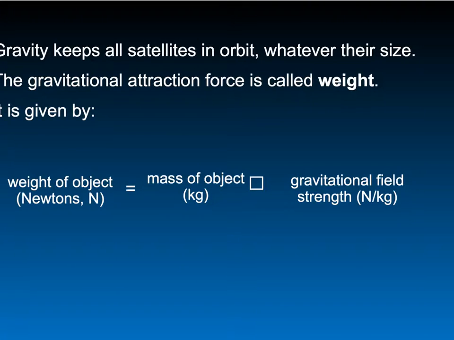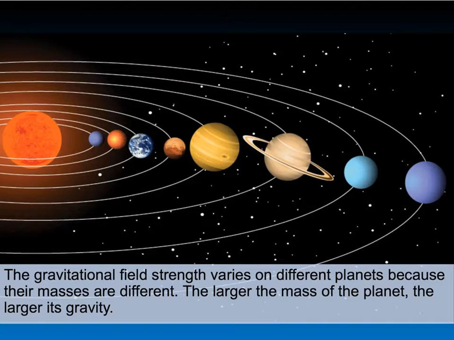The reason satellites stay in orbit around the Earth is because of gravity. The gravitational attraction force is called weight. You can work out the weight of an object by doing the mass in kilograms times the gravitational field strength, which is measured in newtons per kilogram. Without the gravitational attraction force between satellites and the Earth, the satellites would fly off into space. The gravitational field strength varies on different planets because their masses are different. Generally, the larger the mass of the planet, the larger its gravity.